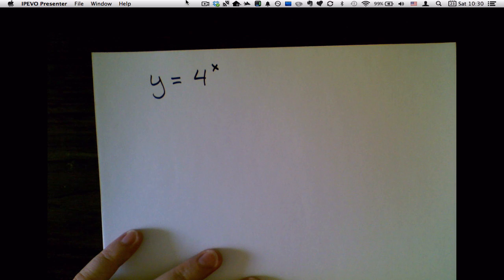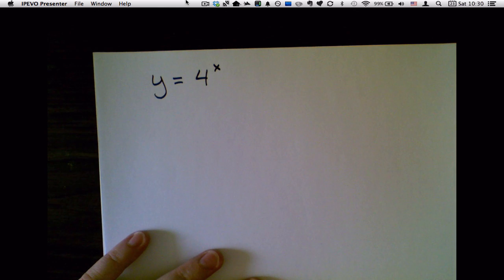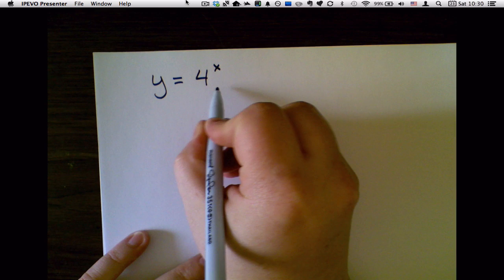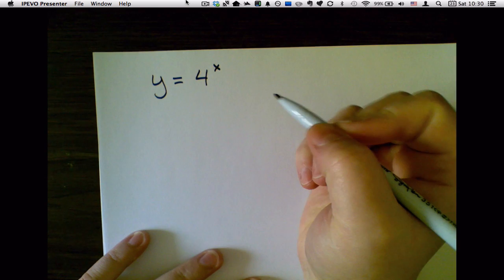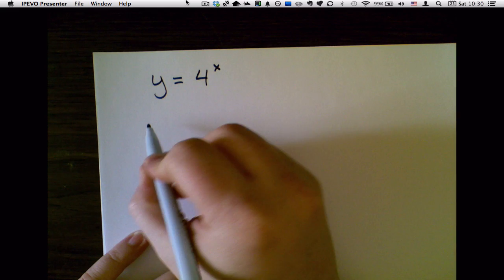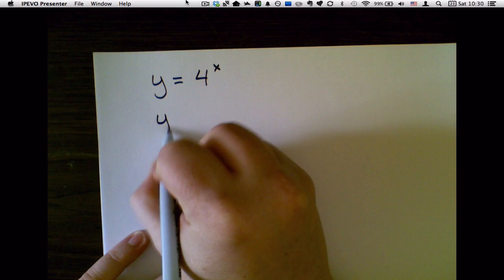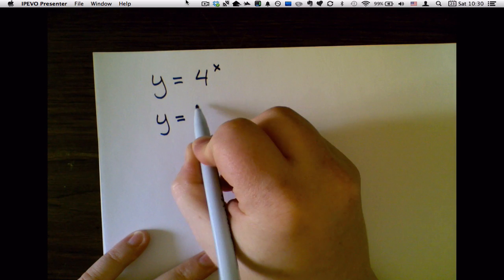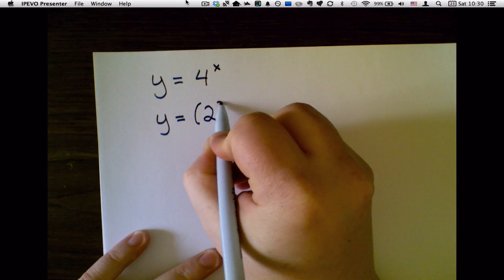When we get into exponential growth and decay, we can write these problems many ways, but there's usually one way that's clean and then a couple ways that are kind of ugly. So if we wanted to change the base, say to 2, we would say y equals, well, I can rewrite 4 as a power of 2. That's why this is so clean.